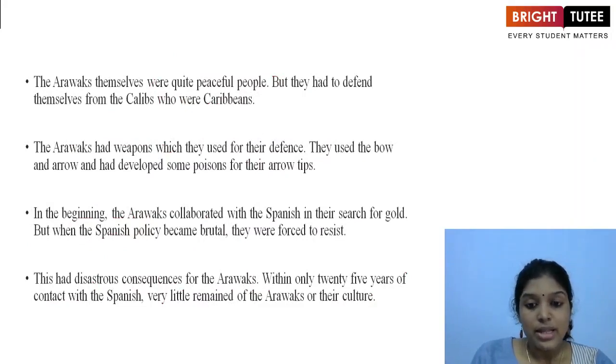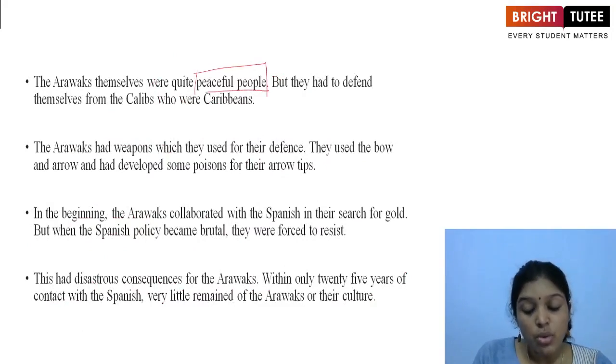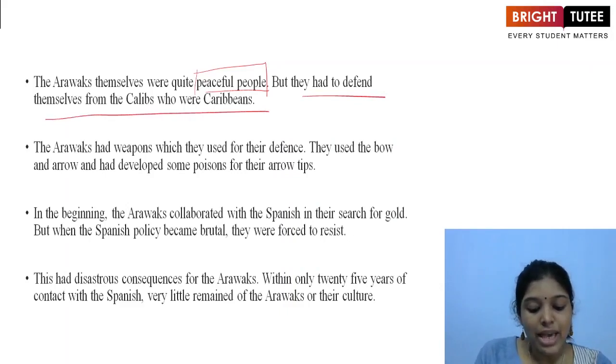And the Arawaks themselves were quite peaceful people. We already saw that they preferred negotiations over war. But they had to defend themselves from the Caliphs, who were Caribbeans. So this is another section with whom they had conflict: the Caliphs, who were Caribbeans.